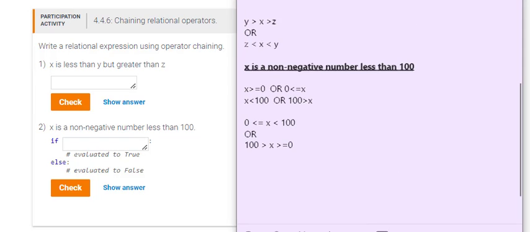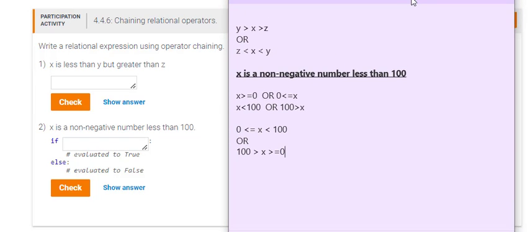So that's a little bit about chaining operators, and you just need to practice it a little bit in order to get accustomed to those.